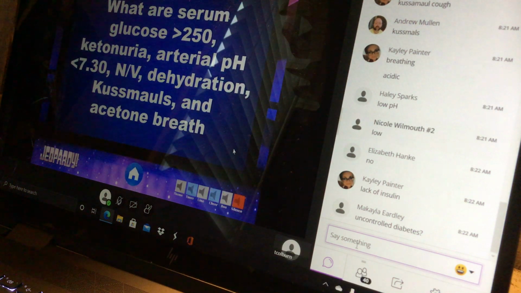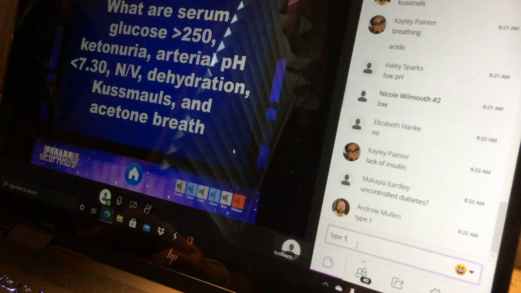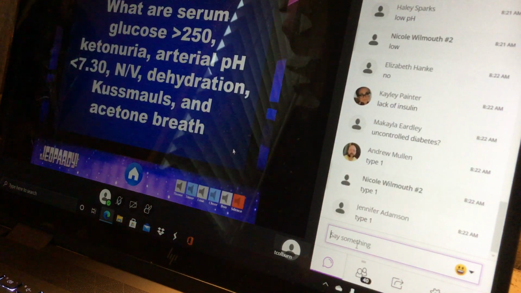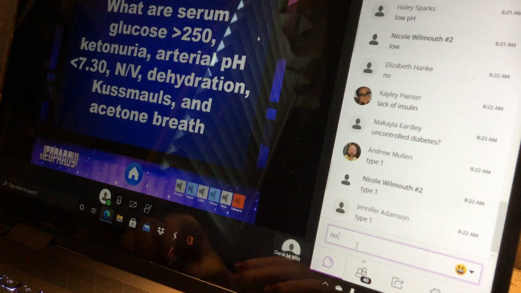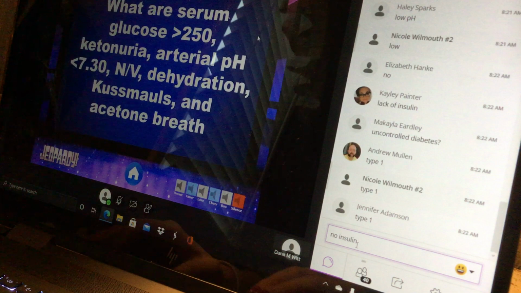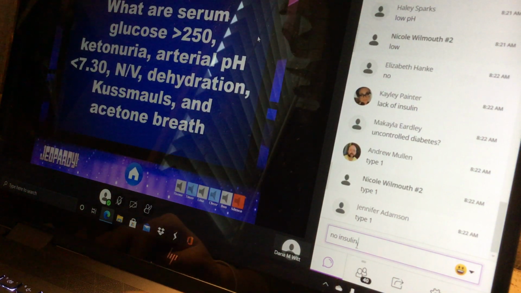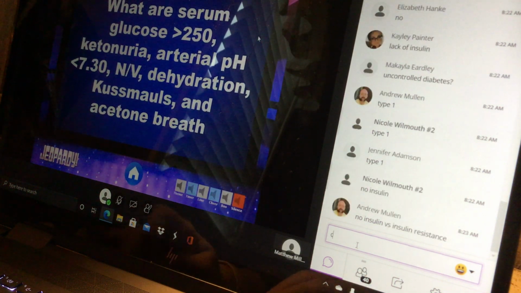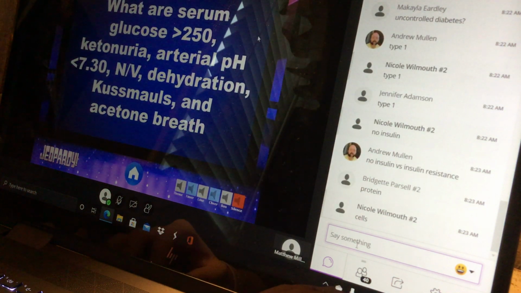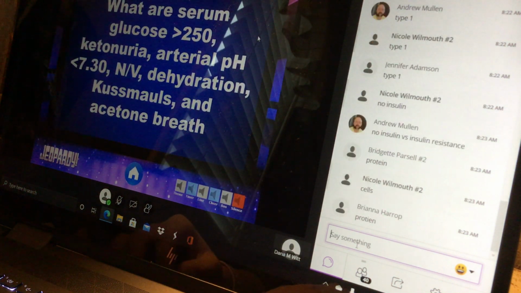What about who gets DKA more frequently? Which type? Type 1, good. And what's the difference between type 1 and type 2? Why do they have ketonuria? Why do they have the K in the DKA? They have no insulin, so what happens? What are they using for fuel? Their own protein, right? They're catabolizing their own. What are some of the first signs and symptoms if you suspect someone has DKA?